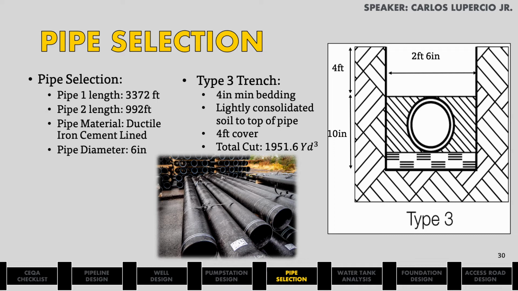Additionally, it will be installed in a Type 3 trench for additional protection against external loadings such as maintenance trucks, which signifies that we will have a 4-inch minimum bedding, a highly consolidated backfill to the top of the pipe, and our total cut will be approximately 2,000 cubic yards, more precisely 1,951.6 cubic yards. In the next slide, I will continue to talk about tank sizing.